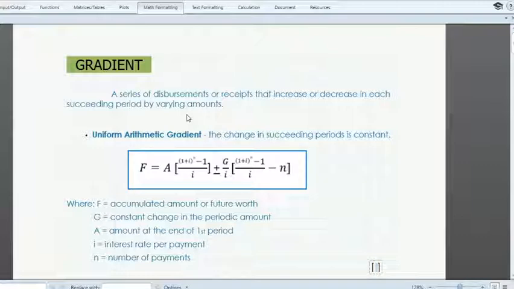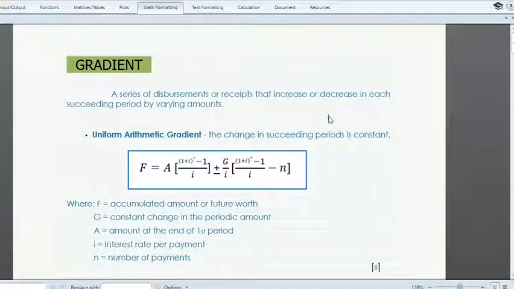Kasi when we say annuity, the series of equal amount of money. So anong pareho sa kanilang dalawa? Series. Sunod-sunod na payment. Yun nga lang, kung kay annuity, we have an equal amount of money. Dito naman kay gradient, the series of payment can be increasing or decreasing. So, pwedeng pababa yung value, pwede ding pataas yung value niya every year or every month. Okay? Kung ano yung kanyang payment period.